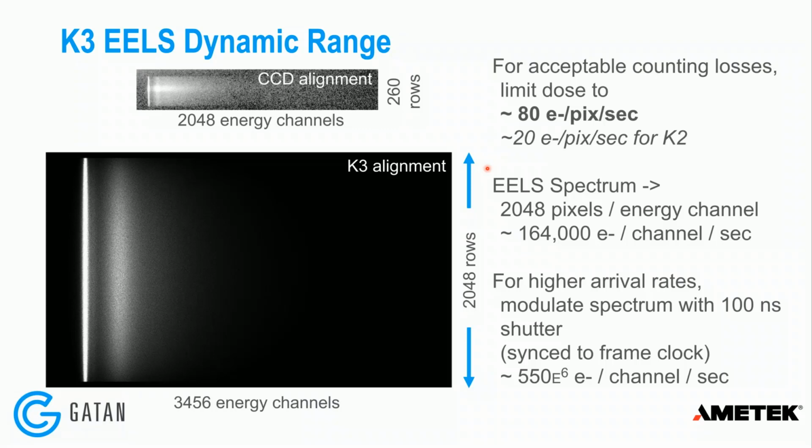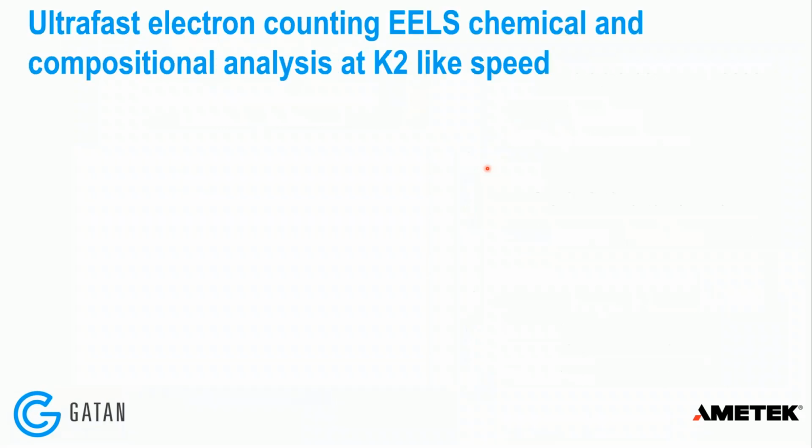So it's super fast. All these numbers come together and allow us to have around 550 million electrons per channel per second, which equates to around 90 picoamps per channel. So we can actually put a fair amount of current in a single channel on the detector. So that's the dynamic range.